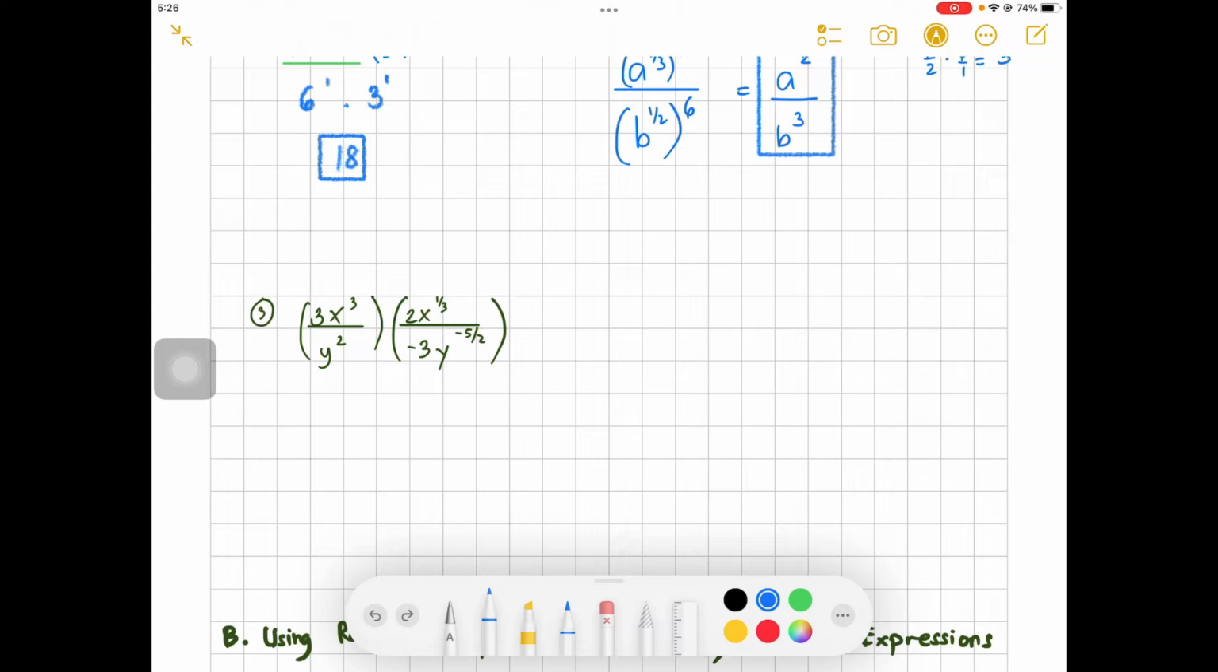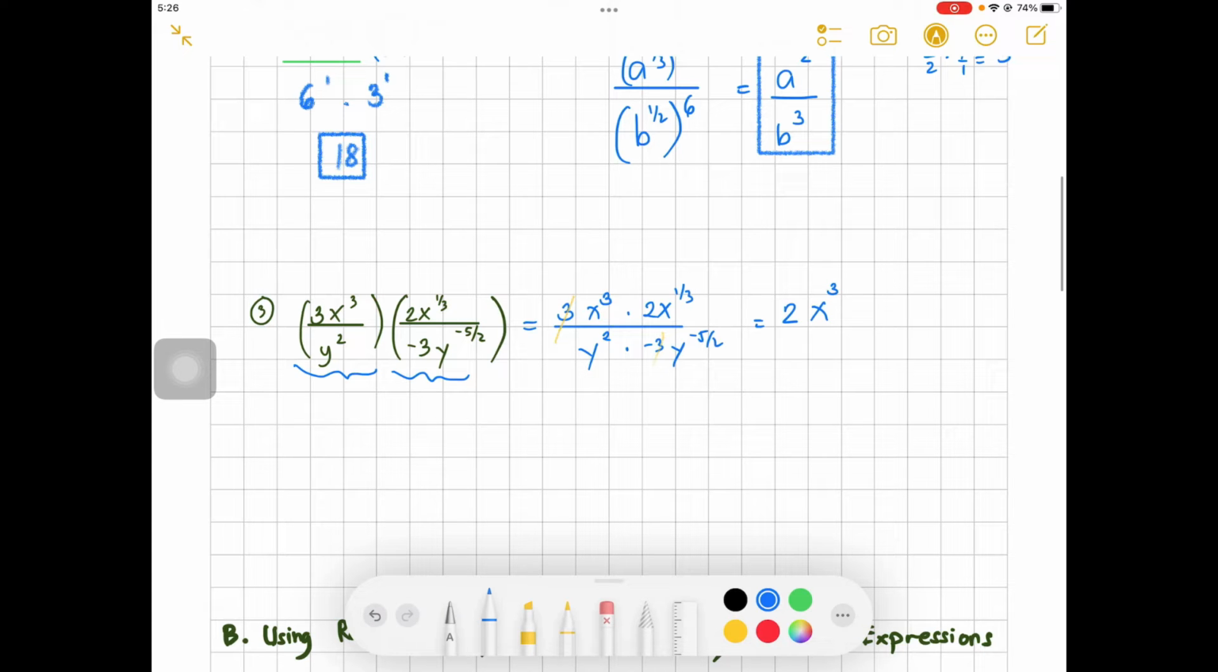Example number 3, we have here two fractions that we're going to multiply. So first, we multiply the numerator and then we multiply the denominator. 3x cubed times 2x raised to 1/3 all over y cubed times negative 3y raised to negative 5 over 2. You see that we can cancel 3 here. And we apply the first rule of exponents. x raised to 3 plus 1/3, because they have the same base. Their base is x.